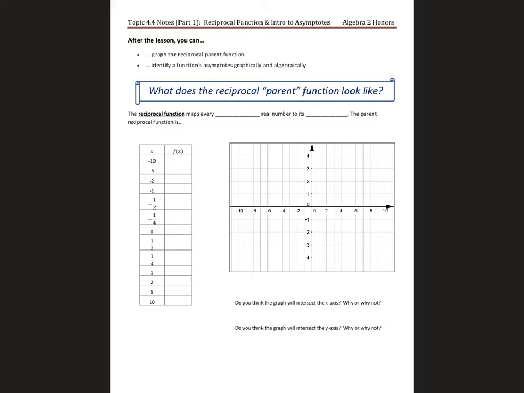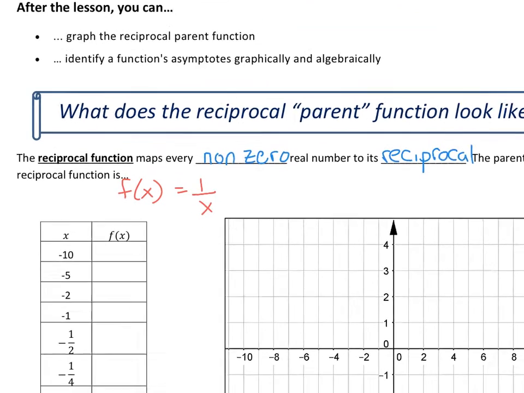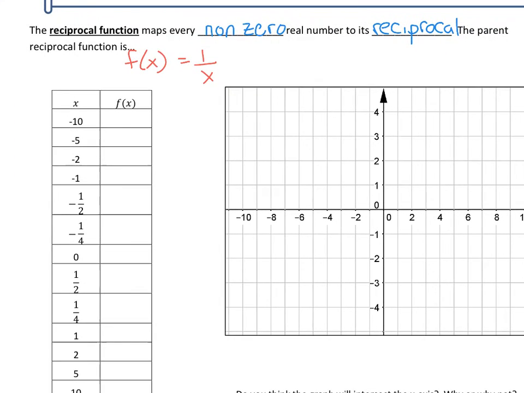In this section, we're going to get our first look at what rational function graphs look like, specifically the reciprocal parent function. The reciprocal function maps every non-zero real number to its reciprocal. And that function looks like f of x or y equals 1 over x. All right, so let's take a table of ordered pairs and graph them, see what this looks like.